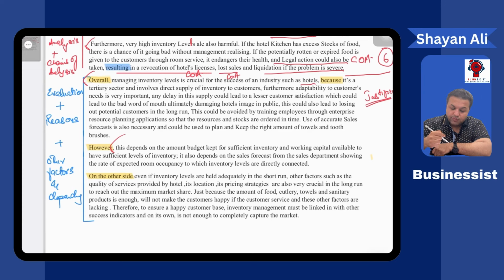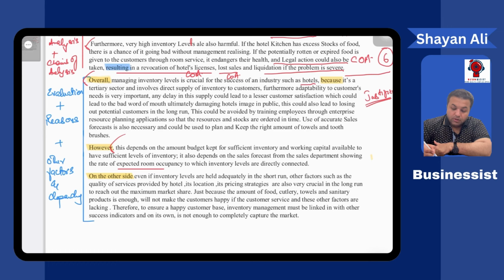However, this depends on the amount of the budget kept for the sufficient inventory and working capital available to have sufficient levels of inventory. It also depends on the sales forecast from the sales department, showing the rate of expected room occupancy to which the inventory levels are directly connected. Again, to show the expected rate of room occupancy, by reading out throughout the answer, not even 1% have I deviated from the context. Again, I'm talking in context of a hotel room occupancy. Even in the dependency side of the evaluation, I'm using the word hotel or room occupancy. That is what the examiner exactly requires from you.